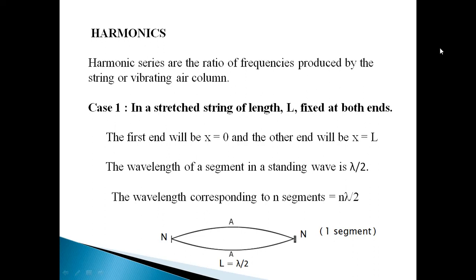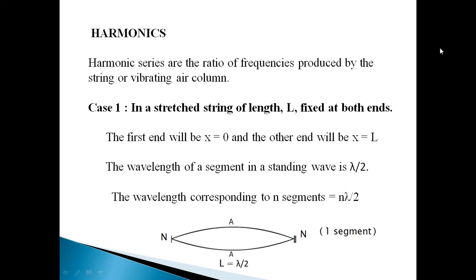So the first case we can consider is a stretched string which has a length L and is fixed at both ends. As you see in the diagram below, when a string is fixed at both ends, a wave will travel from the first end to the second end and get reflected and return, forming stationary waves. This closed loop is a segment of a stationary wave, and the length of this segment corresponds to half a wavelength, or L equals lambda by 2.